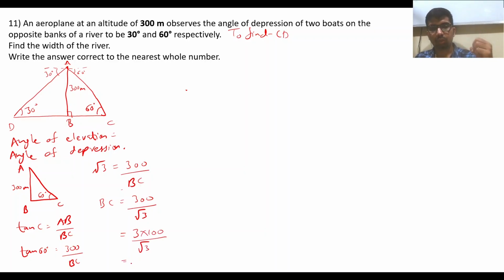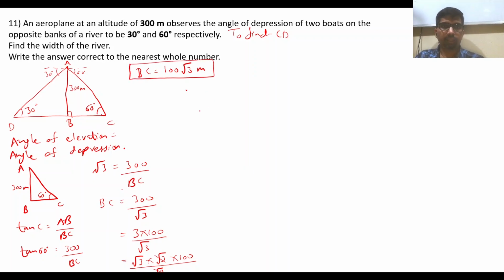Write 3 as what? Root 3 into root 3 into 100 upon नीचे आएगा क्या? रूट 3 आएगा. रूट 3 will get cut. तो BC क्या बन जाएगा? BC will become 100 root 3 meters. ये मिल गया अपने को one thing. ठीक है. We'll simplify the end.